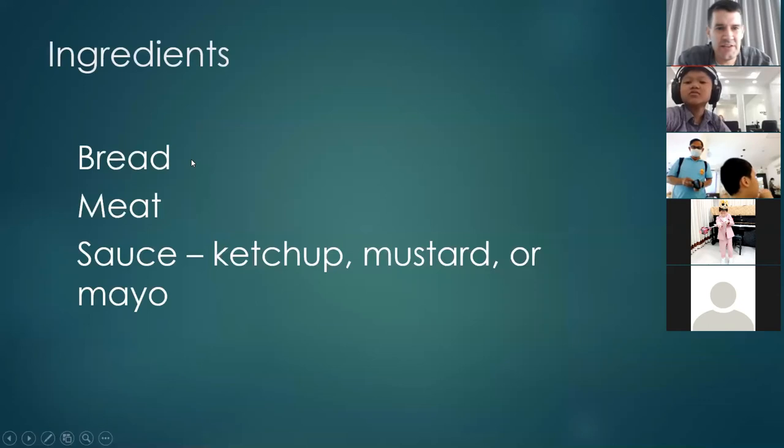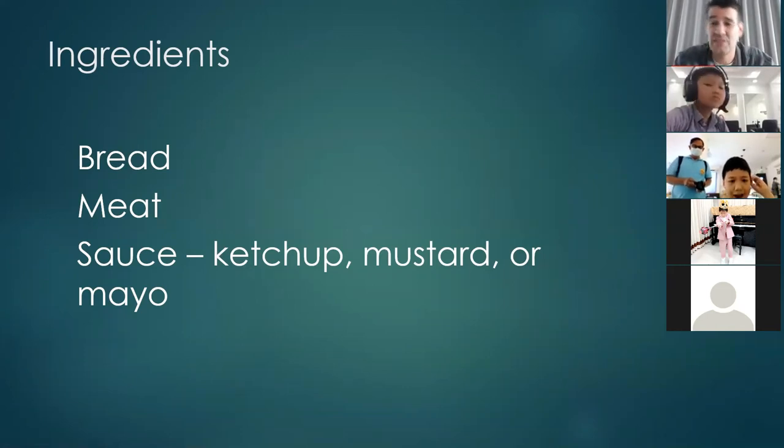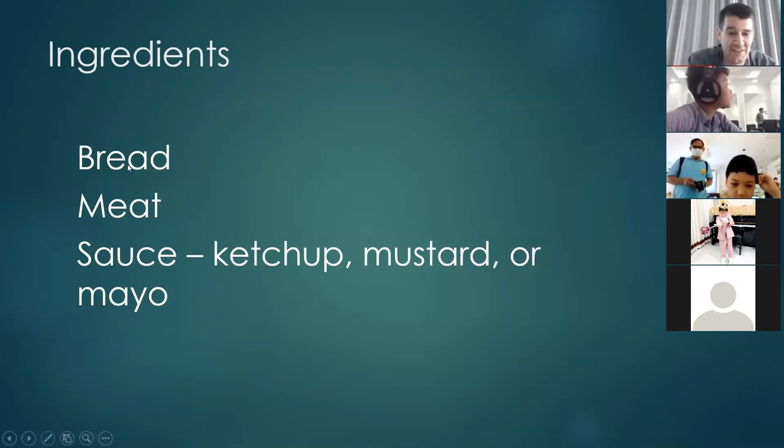Okay, so these are the ingredients. There's meat, bread, and you can put anything you like on a hot dog. Again, you can have ketchup, mustard, mayo, you can have chili sauce, you can put fish sauce on, you can put anything you like on a hot dog.